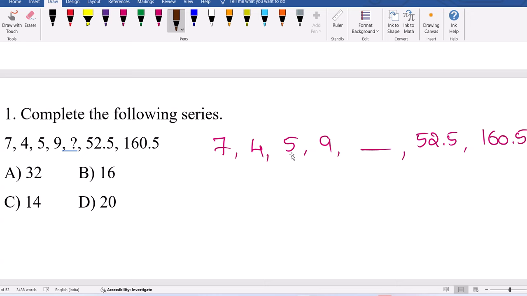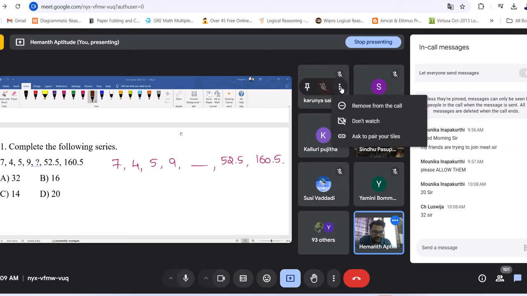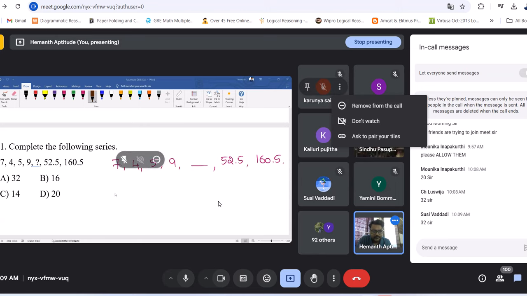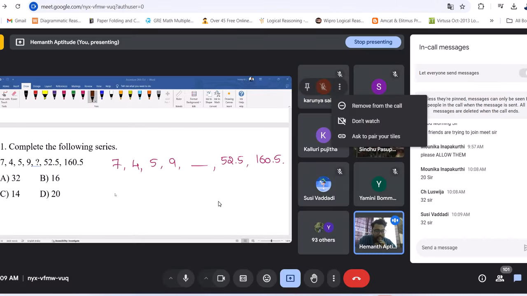Somebody said 20. Okay. What's your logic? If you have access to that chart, you can just text. What's your logic there? Good. People are giving replies and trying to solve the question. Good to see. This comes under abstract reasoning.